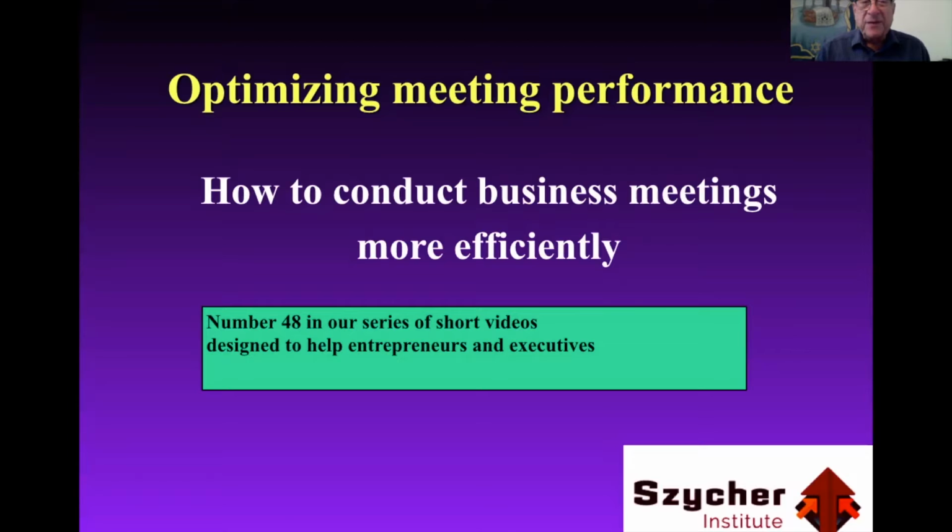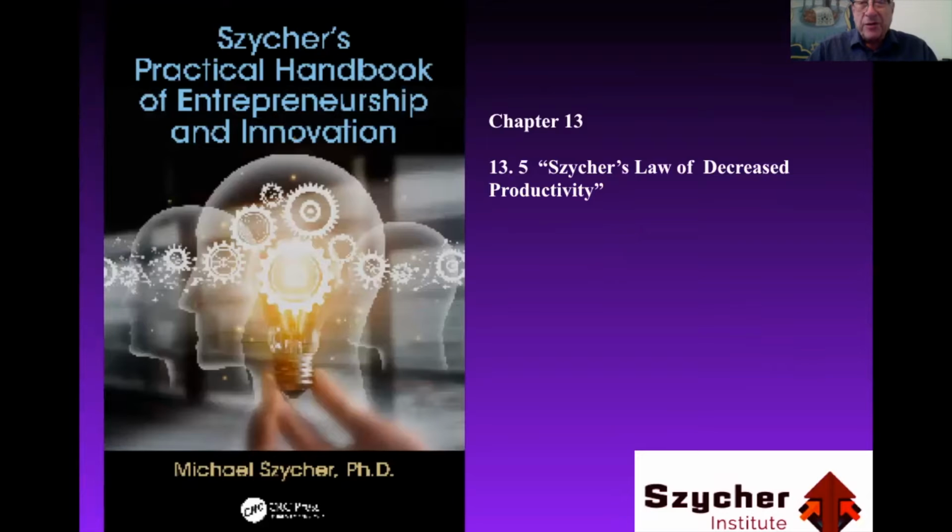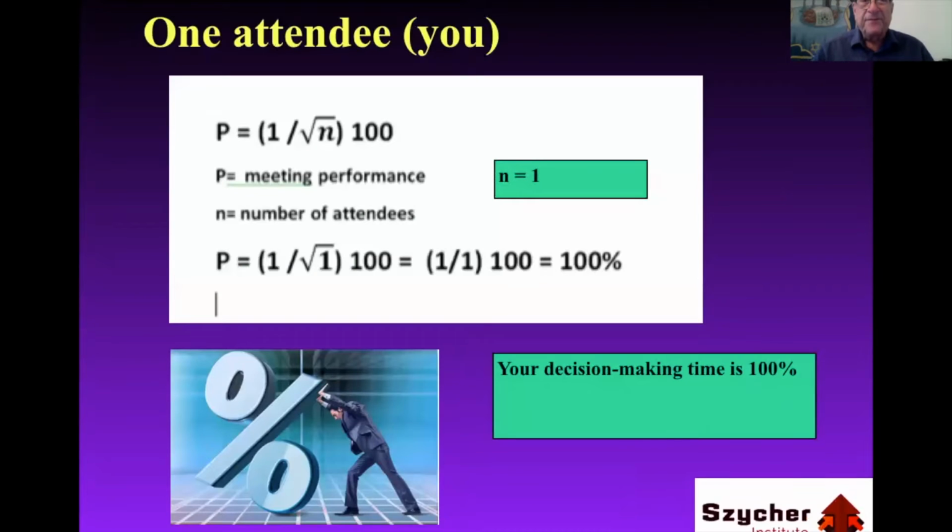The title of this presentation is Optimizing Meeting Performance, or how to conduct your business meetings more efficiently. I'm going to be using my own book called Zeischer's Practical Handbook of Entrepreneurship and Innovation. And this comes from chapter 13, paragraph 13.5, which is called Zeischer's Law of Decreased Productivity.